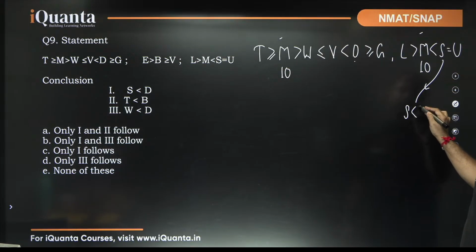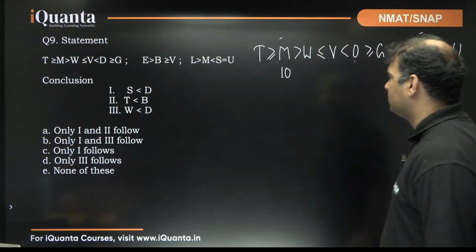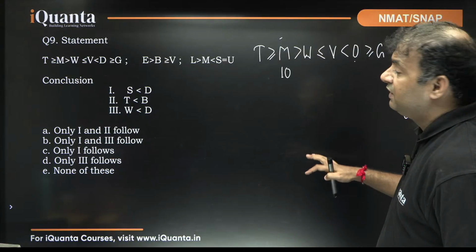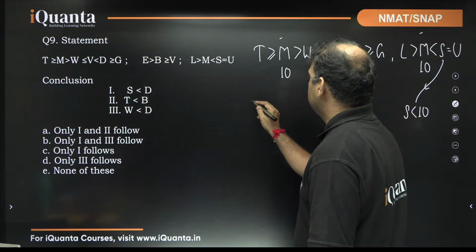That means S has to be less than 10. Simple, right? S has to be less than M, means S has to be less than 10. Okay, here, it will take some time, but it's not very difficult. See, M is greater than W, so W is less than M for sure, right? So let me write this here.